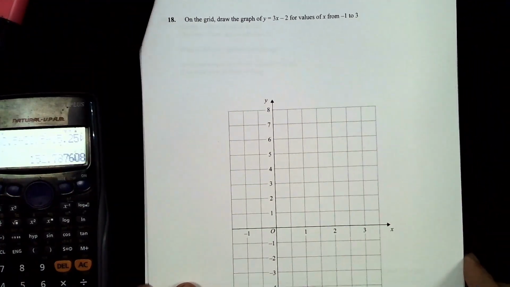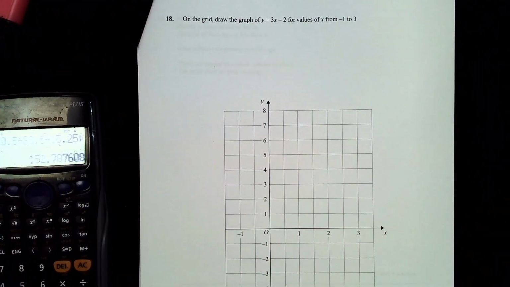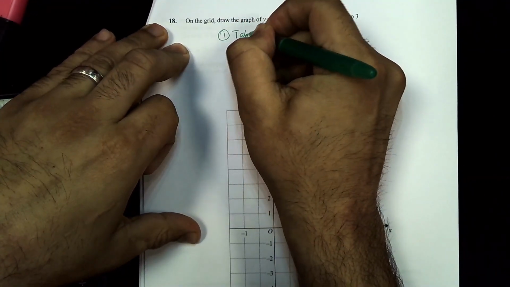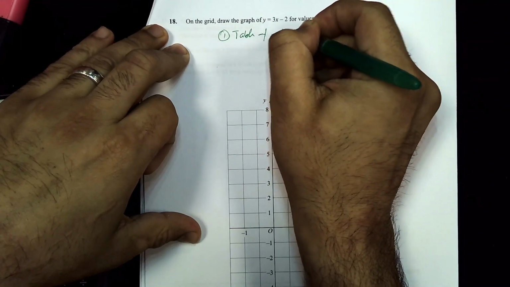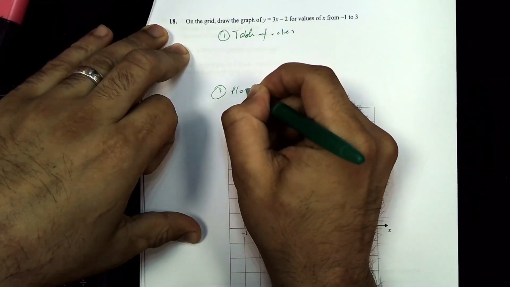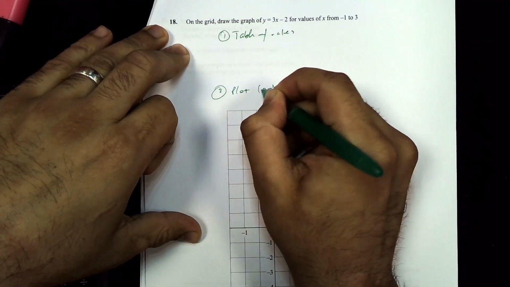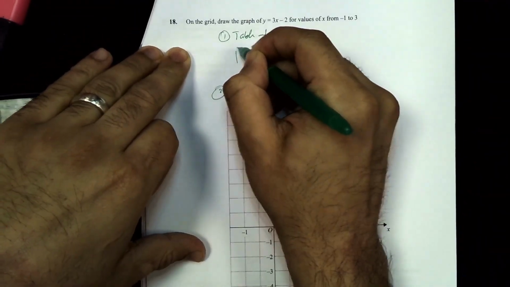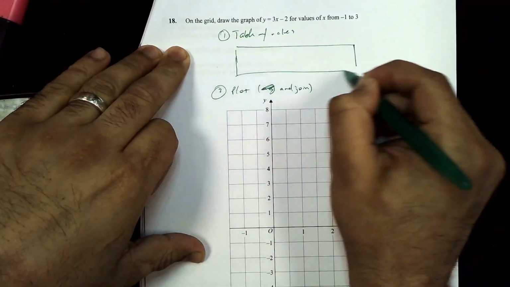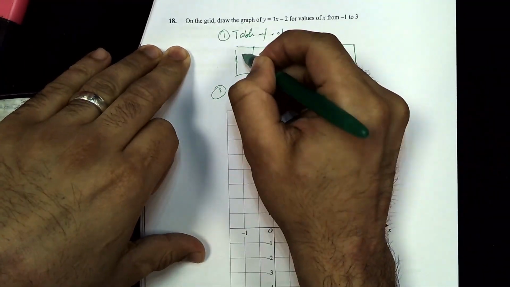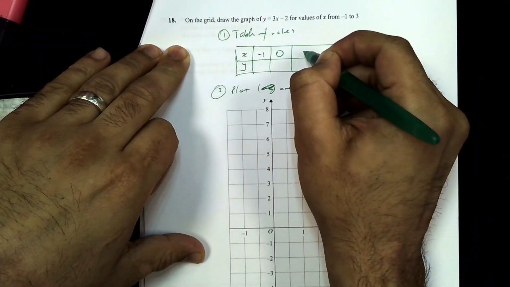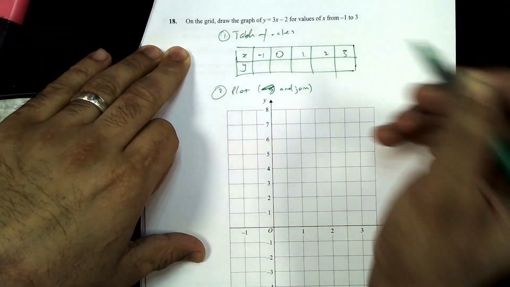Okay, on the grid, draw the graph of y equals 3x minus 2 from minus 1 to 3. So step 1, table of values. Step 2, plot and join. So, table of values, here we go. Nice, simple table of values. It told you to go from minus 1 to 3, so x and y, minus 1, 0, 1, 2, 3.